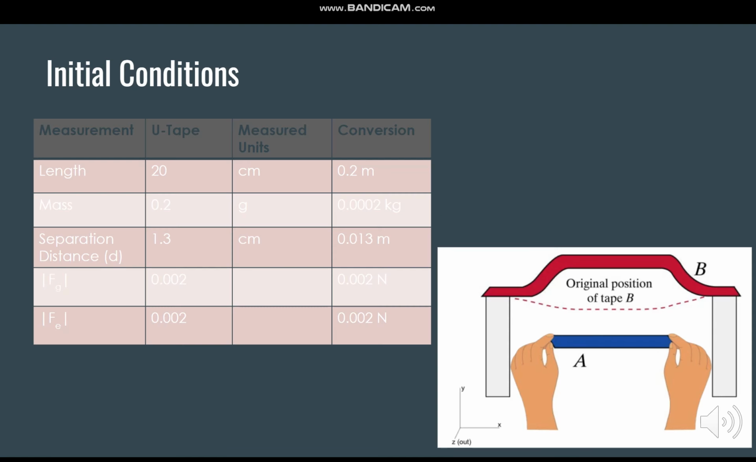So here are our initial conditions. We have length, mass, separation distance, force of gravity, and electric force. I measured these things and then converted them. As you can see in the table, the far right are the conversions. And here's a little illustration of how this was calculated and how it went down.